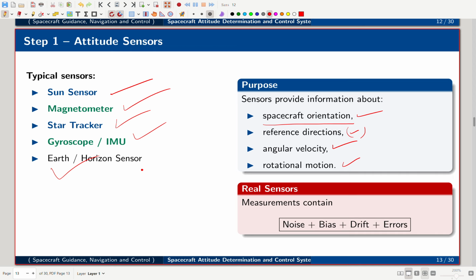And real sensor measurements contain noise, bias, drift, and errors. There are a lot of problems in real sensors, so we have to correct this also, nullify it to some extent. So noise, bias, drift, and errors.